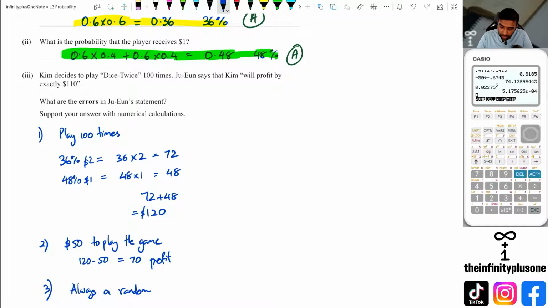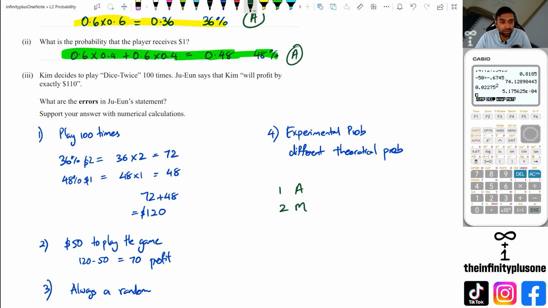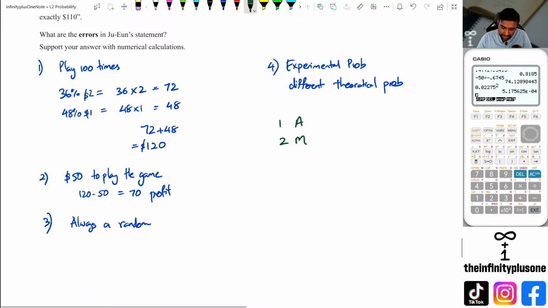And also number 4 is experimental probability. This is always going to be different than the theoretical probability. So you might elaborate on that theoretical probability a little bit more in your explanations. And so basically you are going to need one reason for achieved and a second reason for merit. All right, let's go to the next question.